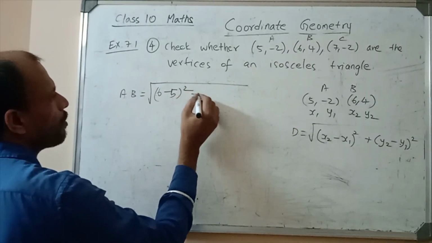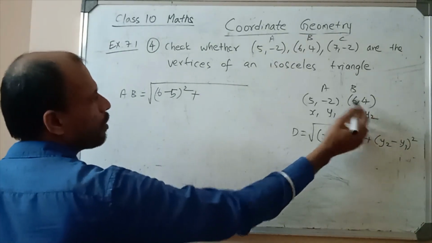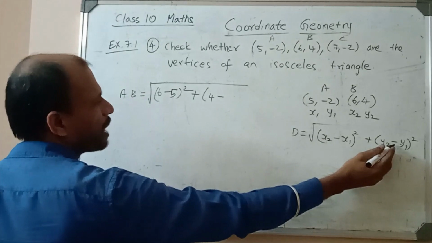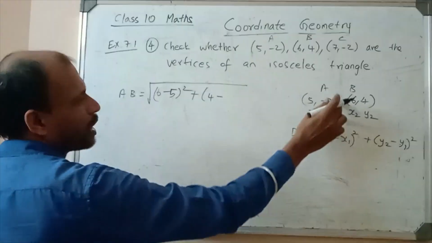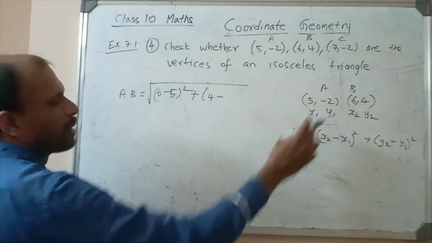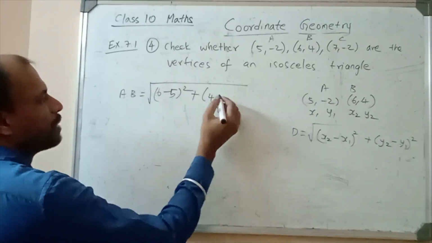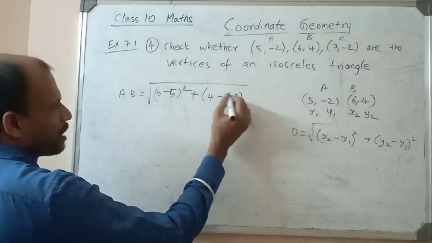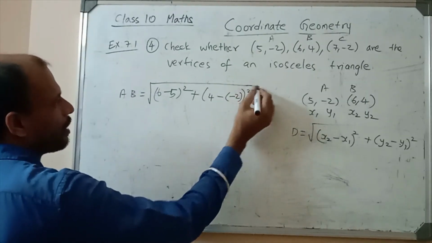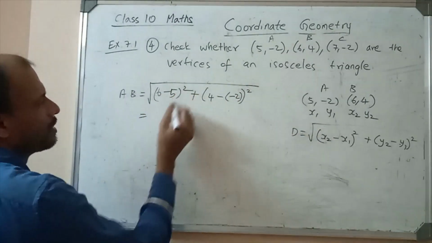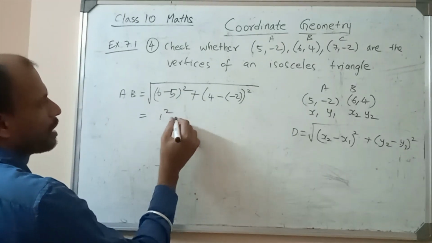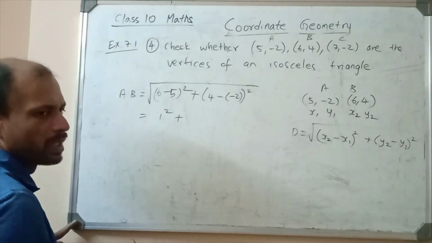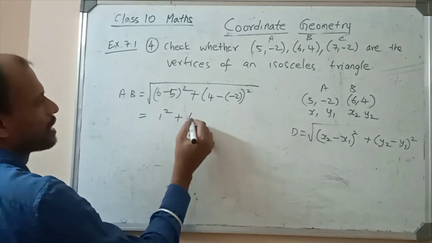the whole square plus y2 minus y1: 4 minus of minus 2. Listen here, in the formula you have minus, and in y1 also you have a minus sign. So 4 minus of minus 2 will become minus into minus plus 2, plus 2. First I substitute like this itself, after that here. So now 6 minus 5 is 1. So 1 square plus 4 minus of minus 2, minus into minus will become plus. So 4 plus 2, 6 is square.